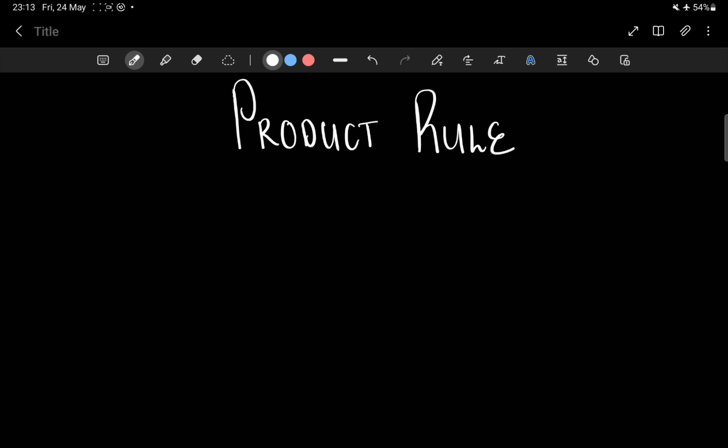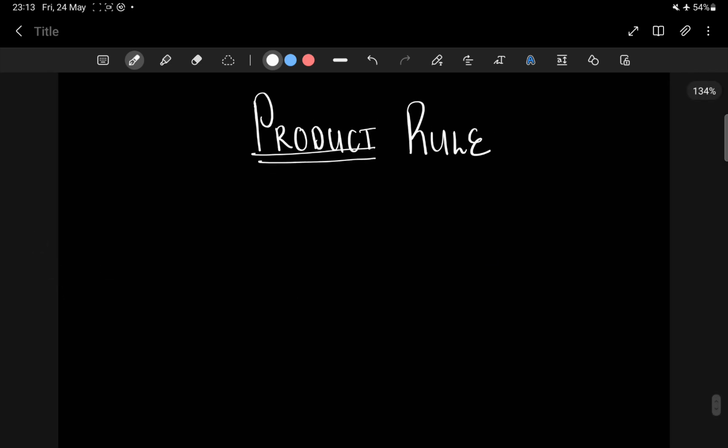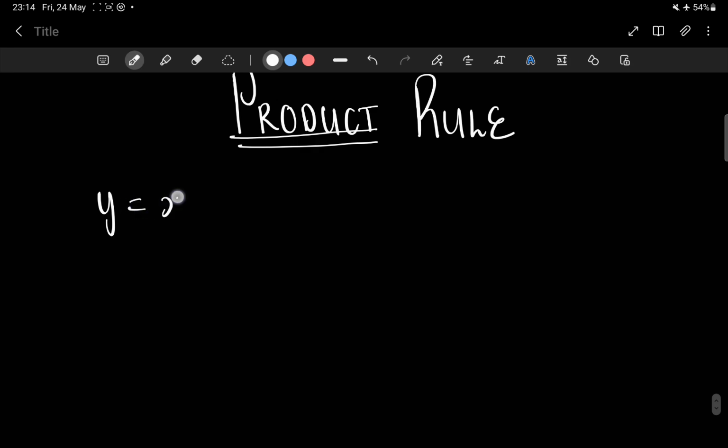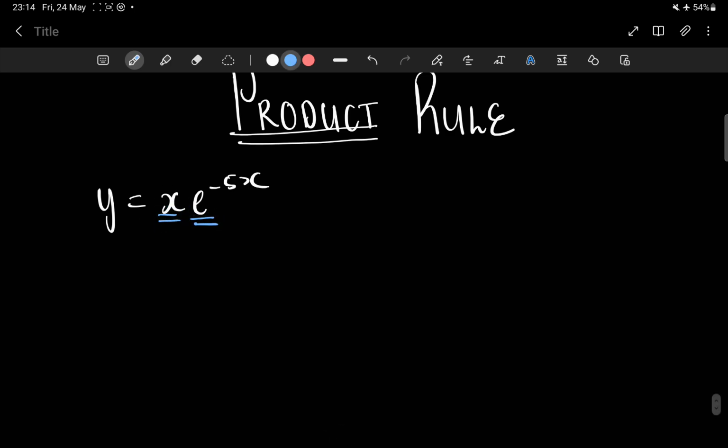Product rule, you remember the word product. It's as simple as this. When you hear the word product, it means we are multiplying. So the product rule is the rule of things that are multiplying. For example, you get y being equal to x times e to the negative 5x. Here you have two functions, this one and this one, and they are multiplying one another. X is a polynomial, e to the negative 5x is an exponential. So the polynomial times exponential, they are multiplying and they ask you for the derivative.